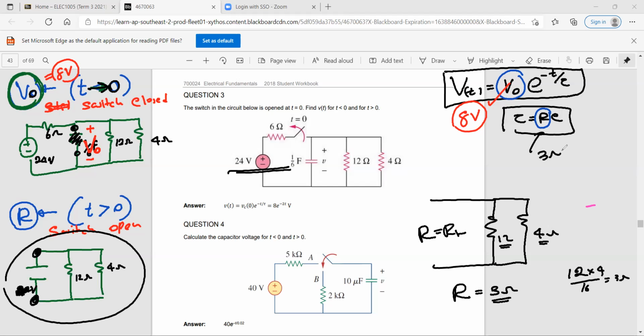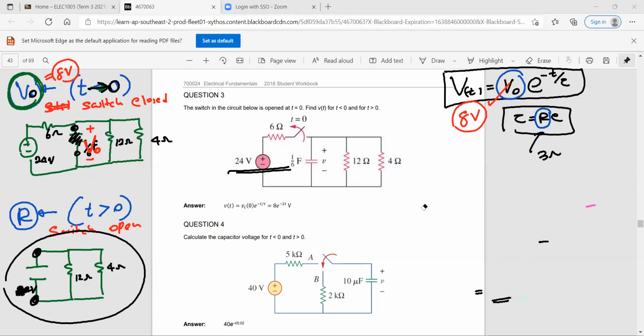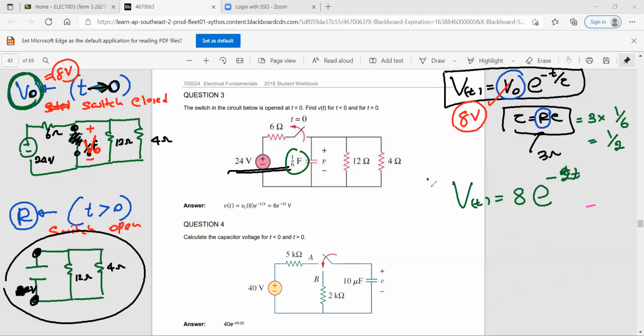Now you just substitute, that's it. When you substitute in the equation, what do we get? V of t is equal to V naught, which is 8, e to the power minus t over tau. Tau is 3 times the capacitance, which is 1 over 6. So this is 1 over 2. Am I right, guys? So this is e to the minus 2t. Am I right? Is it clear?